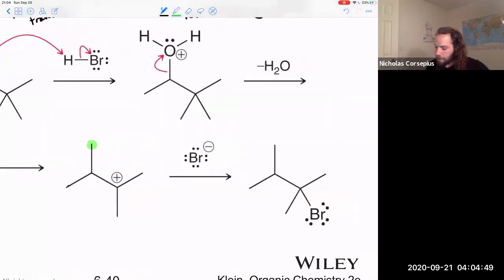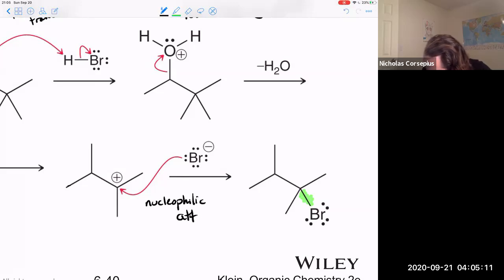Okay. And now looking at this last step here, I notice that I have the formation of a new bond on my product side, which means that I need to represent that with my electron pushing arrows as a nucleophilic attack.